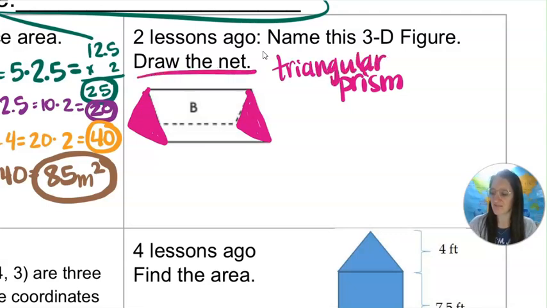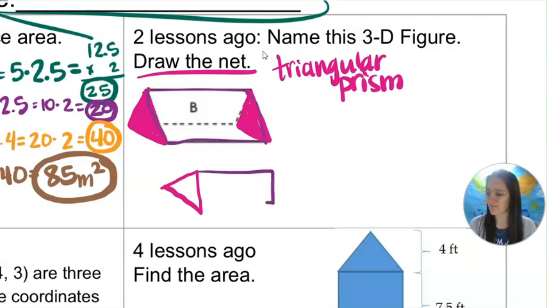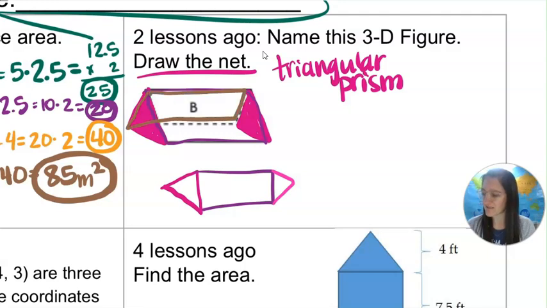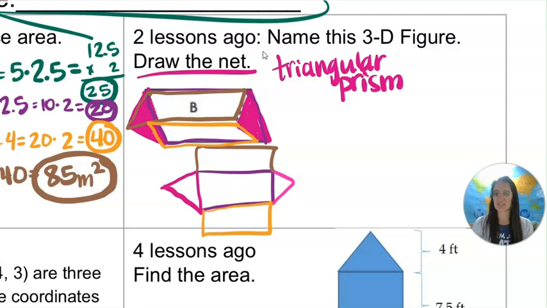Now I get to draw the net. So I notice that there's 2 triangles, right? And then here's one connected by a rectangle. So there's my 2 triangles. But then I also have this back triangle right here, so that's going to go right there. And then I have this bottom, did I say triangle? I meant rectangle. This bottom rectangle right here. Okay, so once I get that all flattened out, I end up with this little, whatever that is right there. It's a triangular prism is what it is.